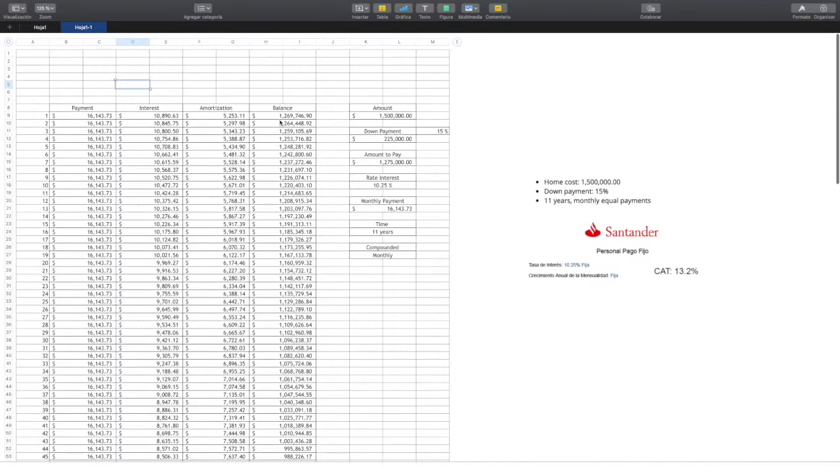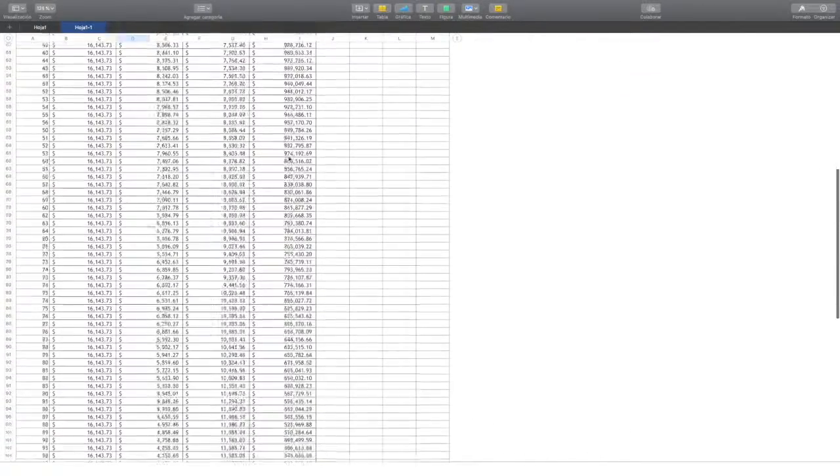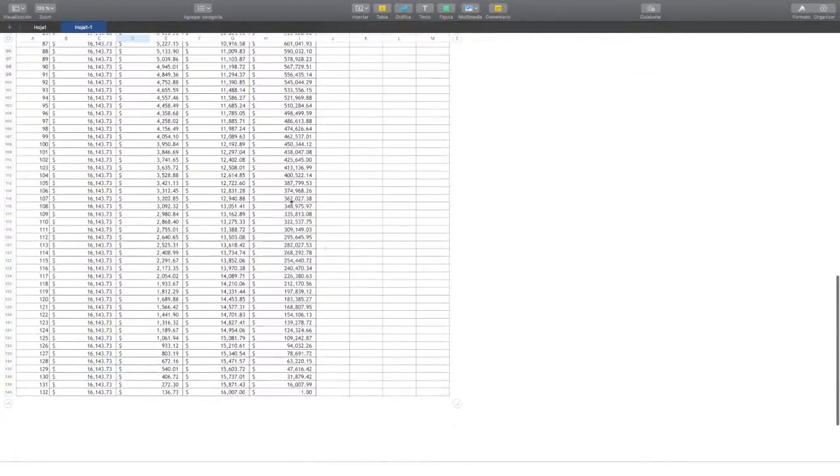are looking the balance. That is how you solve an amortization table. And finally, you must get a zero balance because as you go paying, all your balance goes making it less and less and less until it gets to zero.